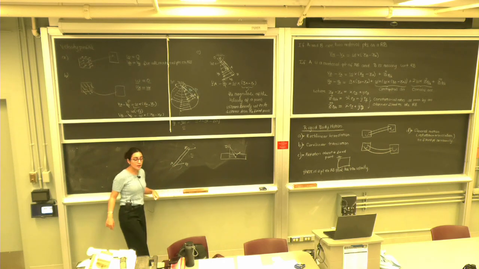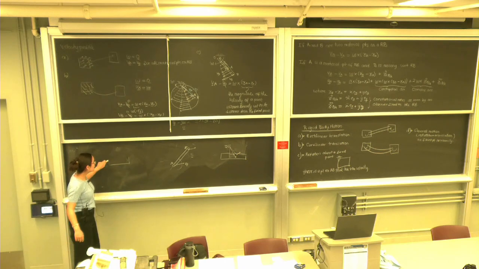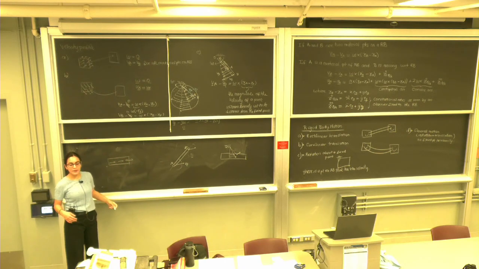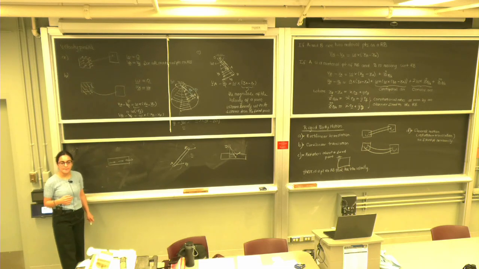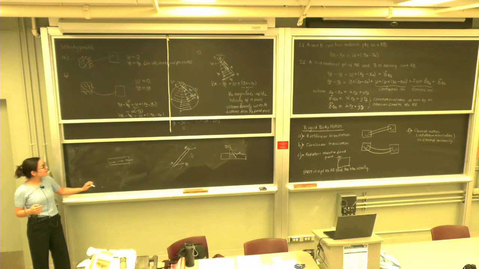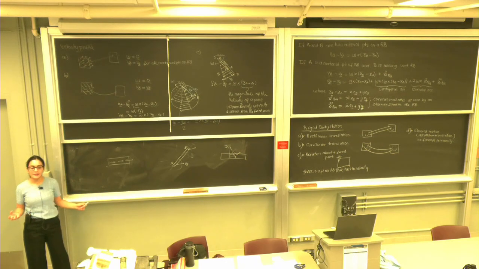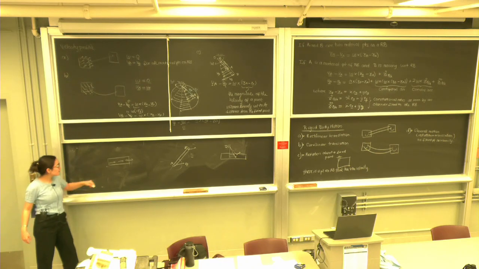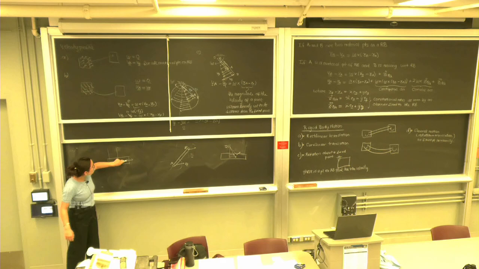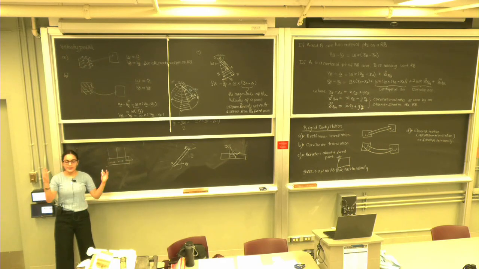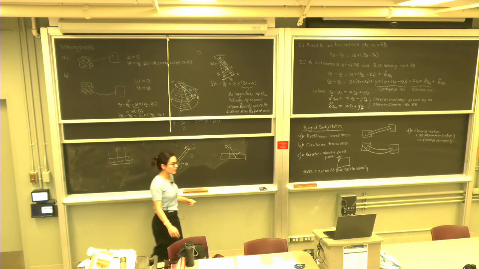I have another question for you. If I have a body that's just translating, where is the IC of this body located? Instantaneous center of rotation. Well, it doesn't have an IC. It's located at infinity, guys, because it's at the intersection of all these parallel lines intersecting at infinity. Okay?